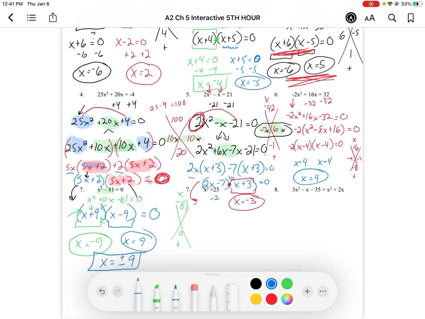Number 8. Oop, got to set that equal to 0. So it's minus 25. We get x squared minus 25 equals 0. Hey, there's only two terms, and I can square root both of those, and the square roots are x and 5. So add the x and the 5 and subtract the 5 from the x. And then your answers are negative 5 and positive 5. So x equals plus or minus 5.